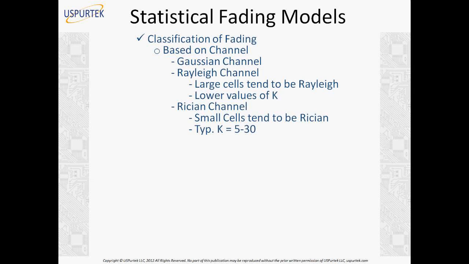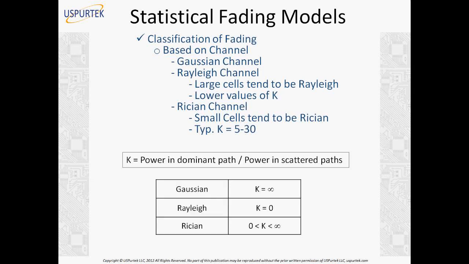Now we can characterize these three different types of channels using a value called K. K is nothing but the power of the signal component in the dominant path. What is the dominant path? The line of sight path, for example. The line of sight path is a dominant path. If there is no line of sight path, then whatever the strongest signal coming through any reflection will be the dominant signal. So K is the ratio of the power in the dominant path to the power in the scattered paths. So that is the value K.